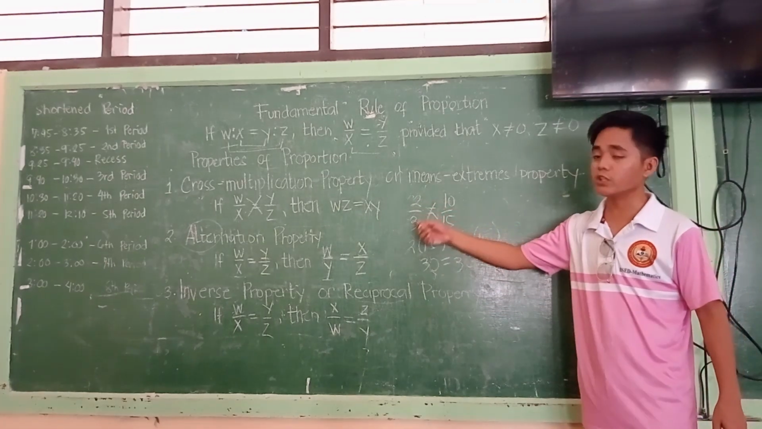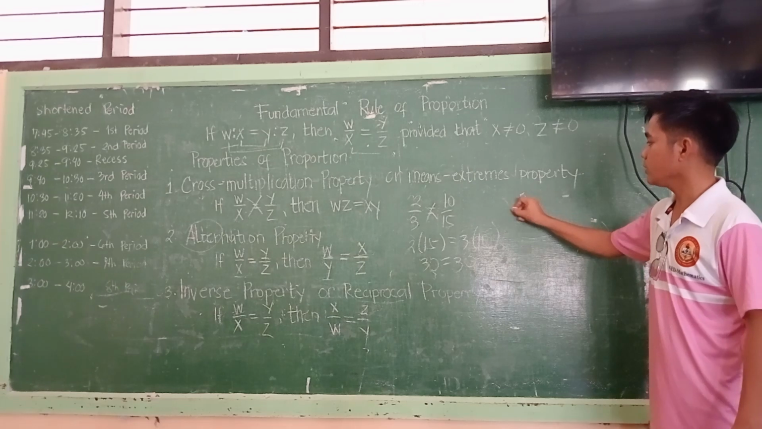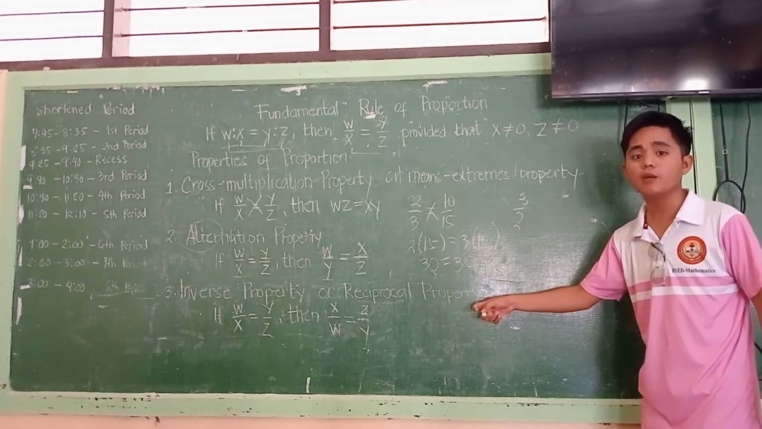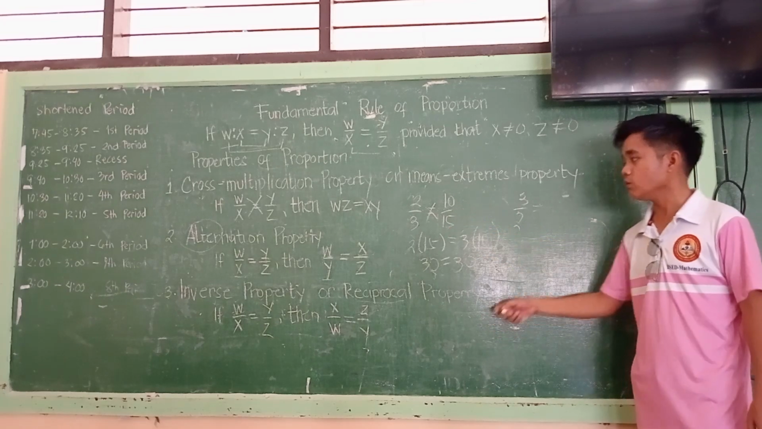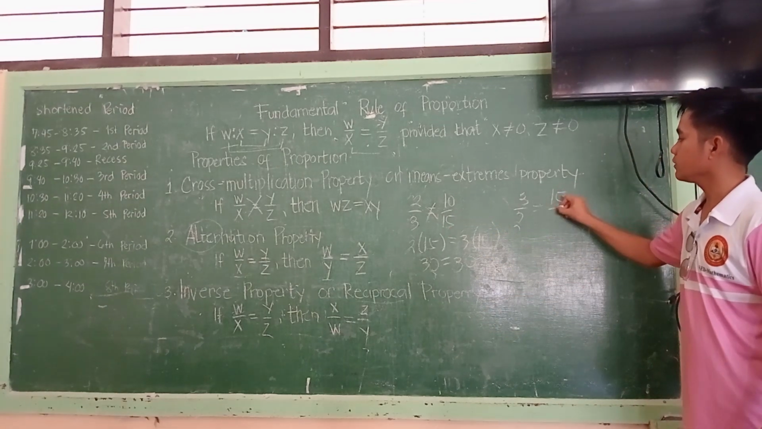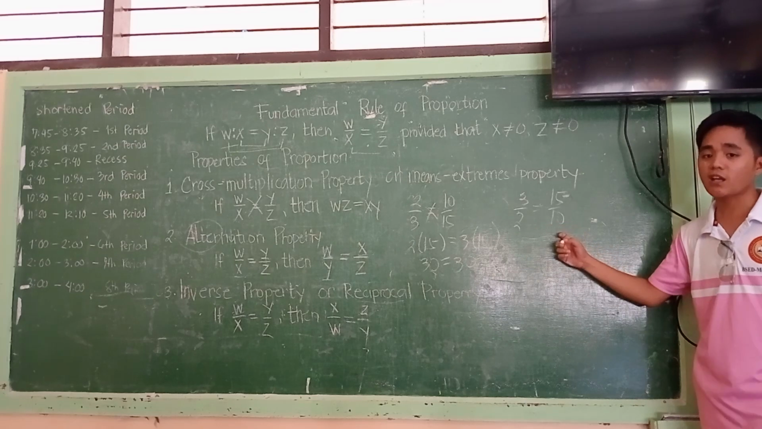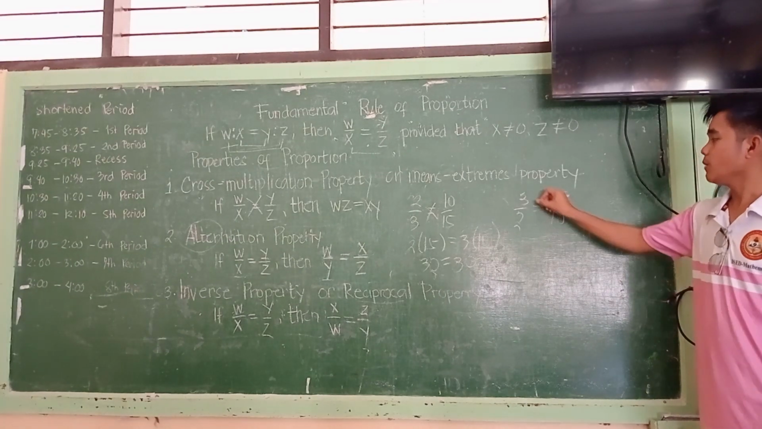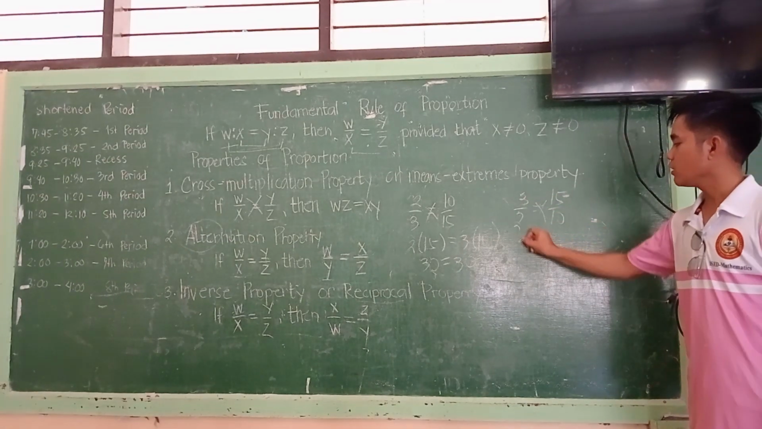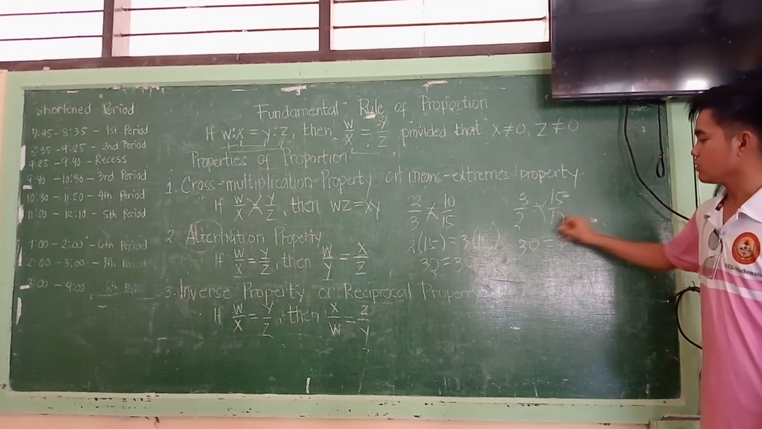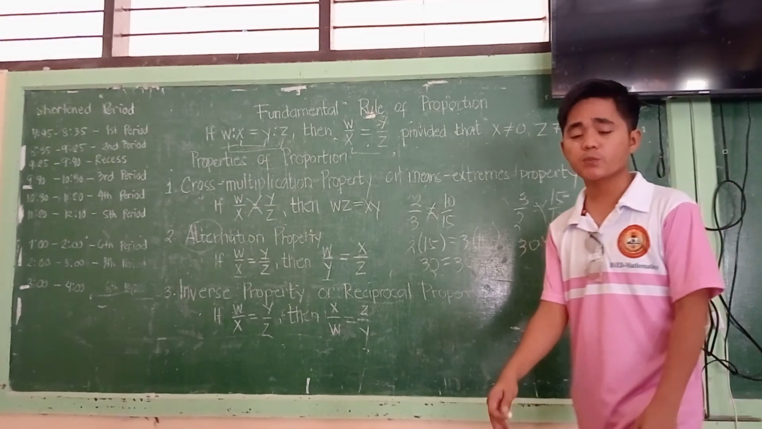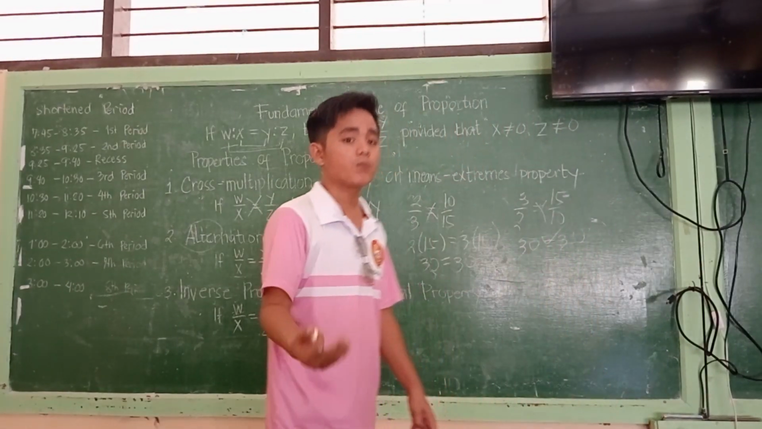Let's flip our given proportion. So our 2 over 3 becomes 3 over 2 by applying the reciprocal property. Next, we have 10 over 15, which becomes 15 over 10. Okay, look, is the answer the same? It is the same. 3 times 10 is 30, equal to 2 times 15, which is 30. So that is what is meant by the inverse property or reciprocal property.